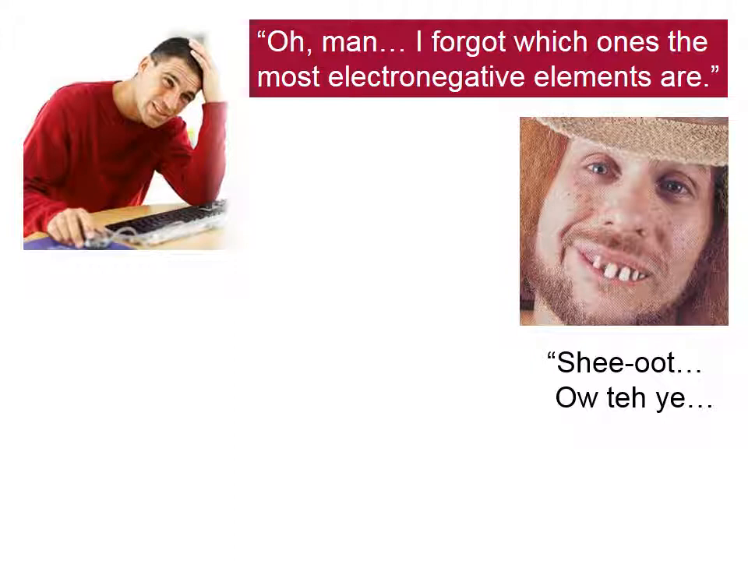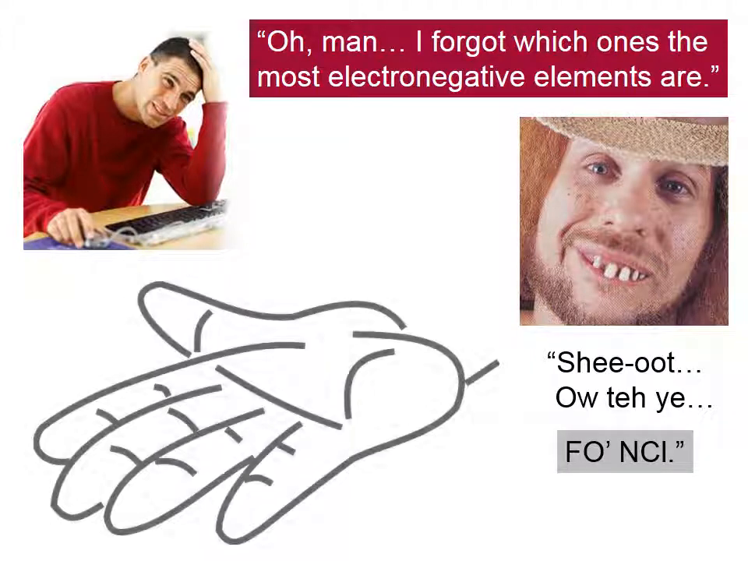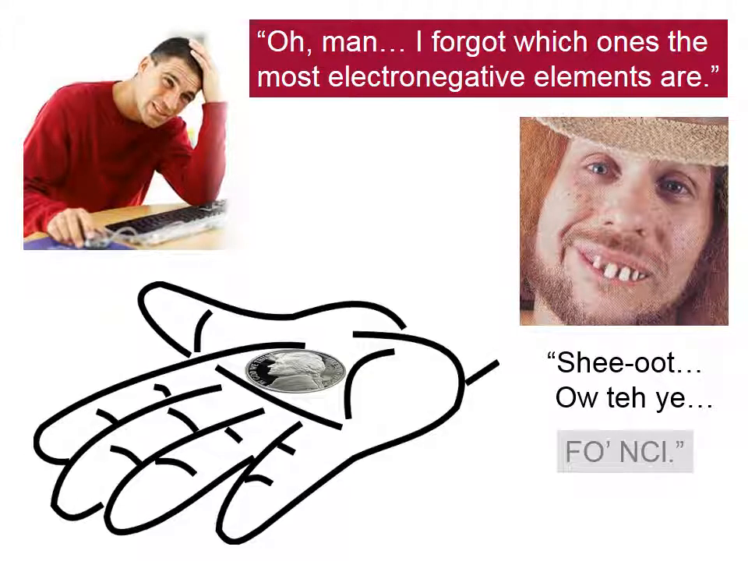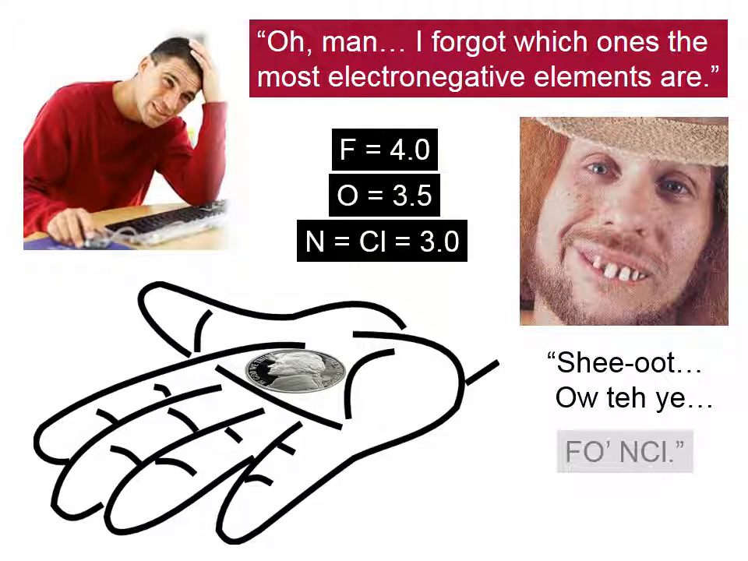shoot, I'll tell you, faux nickel. He'll tell us, faux nickel, and that's the mnemonic. Because fluorine is the most electronegative, oxygen is the next most electronegative, and nitrogen and chlorine are tied for third. Faux nickel. I'll tell you, faux nickel.